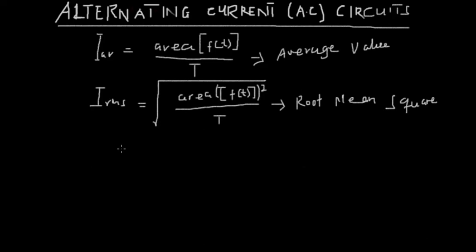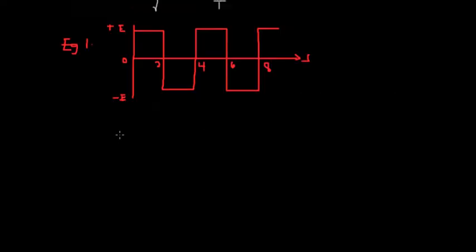Now we will take simple questions on this, and then we will call it a day. This is very short. I want you to understand the concept. As I stated earlier, alternating current is all about formula work. Once you know the formula, that's it. So let's take an example and dive right into it.